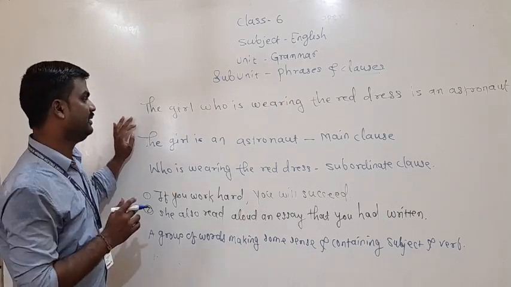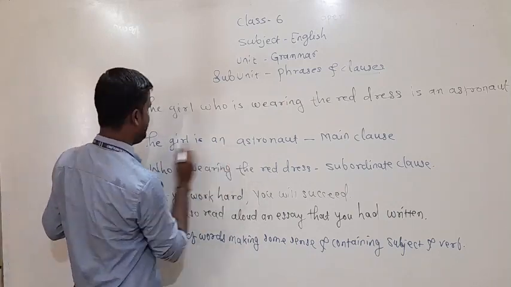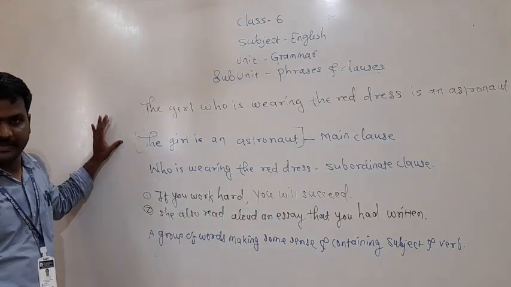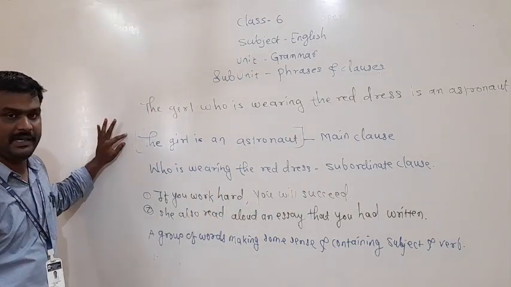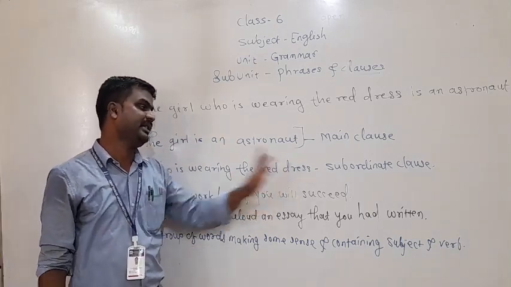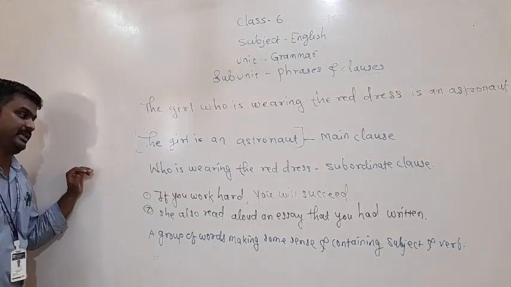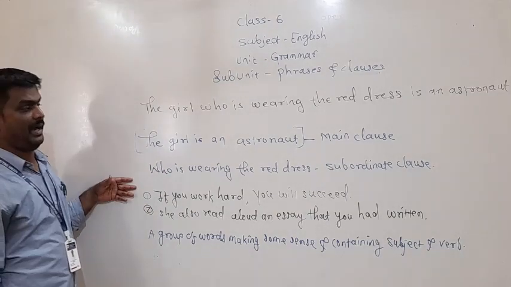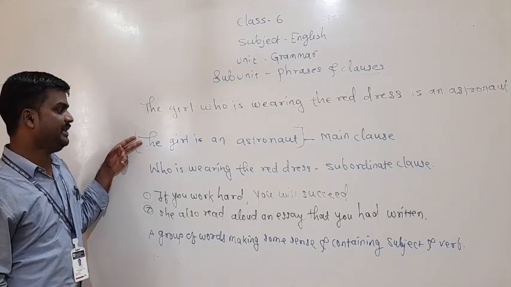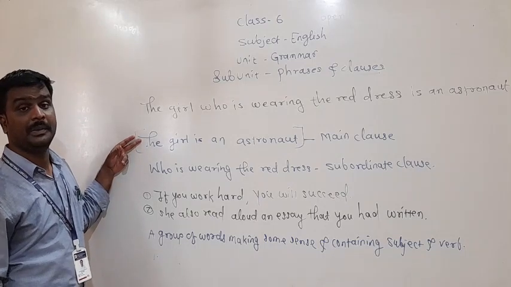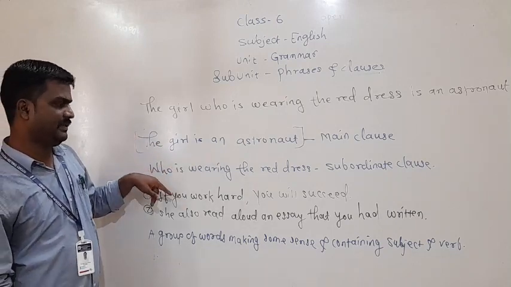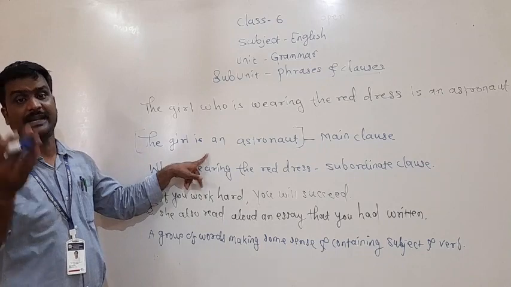See, here, the girl is an astronaut. This is one sentence we are getting, and we are getting the proper meaning from this statement. What is meant by sentence? That part we have already learned. Who is wearing the red dress? It is also another part of the statement. With these two parts, we are getting two written statements. But here, friends, what is meant by clause? There are types of clause: the subordinate clause and the main clause.